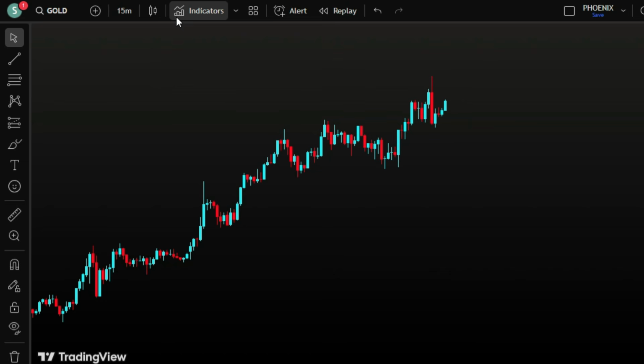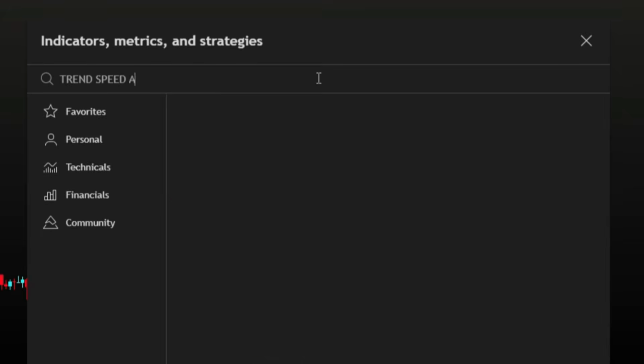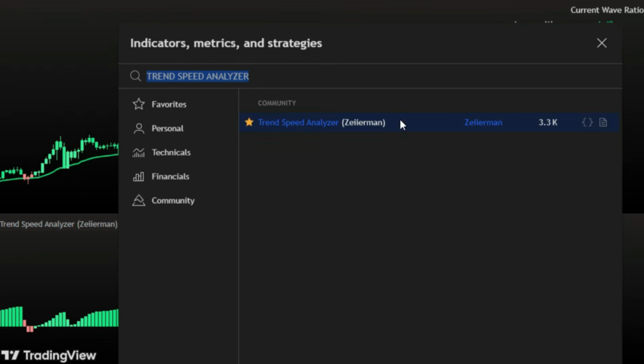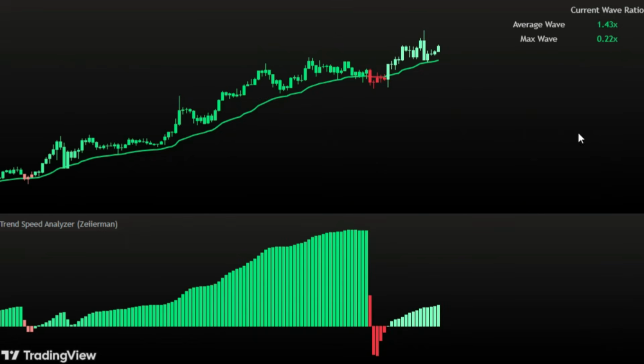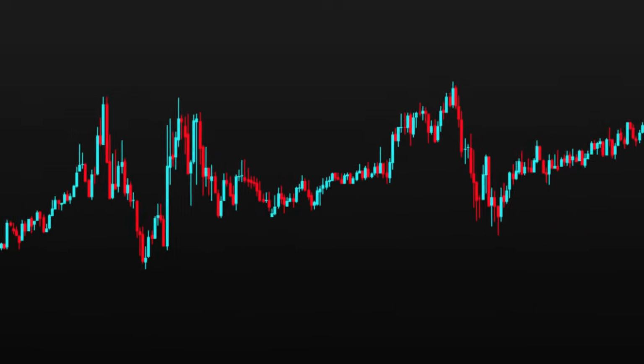On TradingView, head over to the Indicators tab and type in Trend Speed Analyzer. It is the one created by Zierman. Once you click on it, it'll pop up on your chart in two forms: a trend following line and an oscillator. These two work hand in hand. Let's break down the elements real quick.